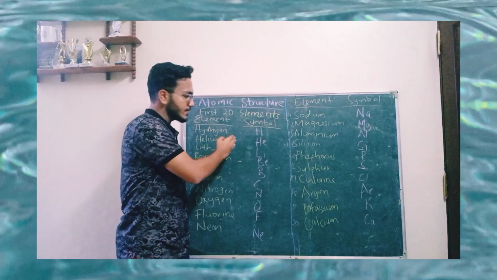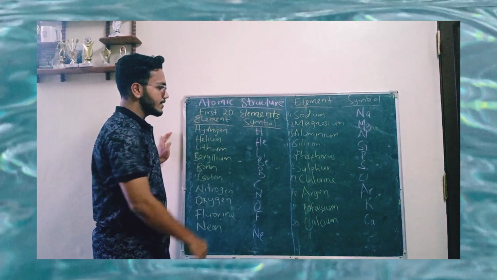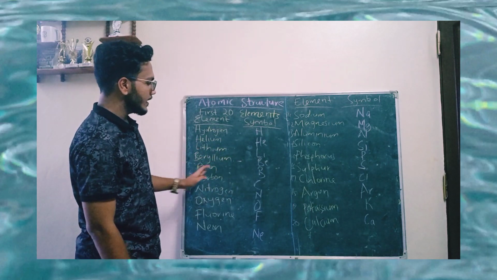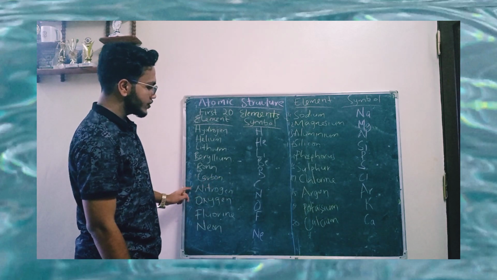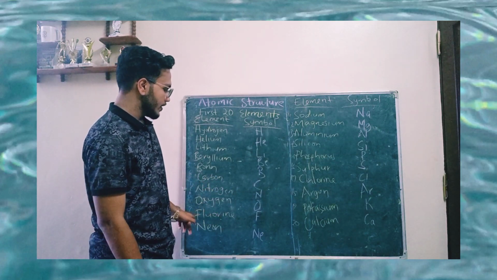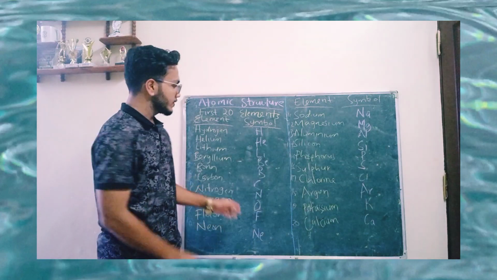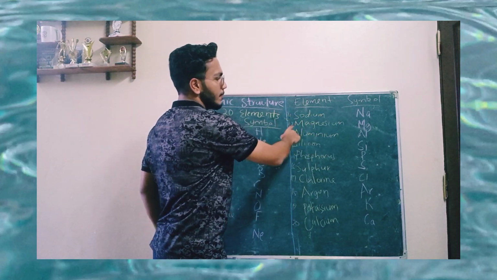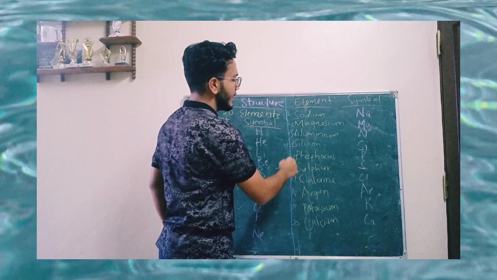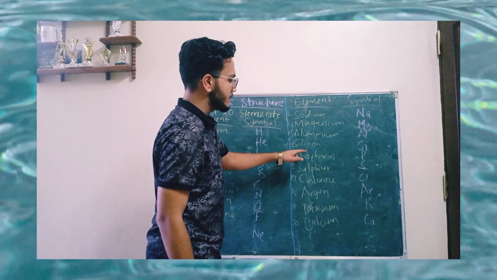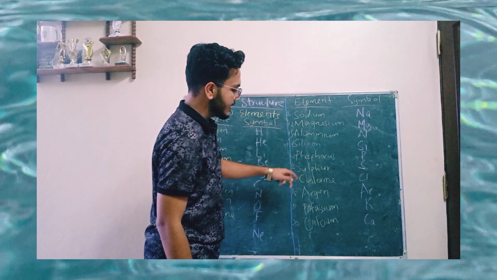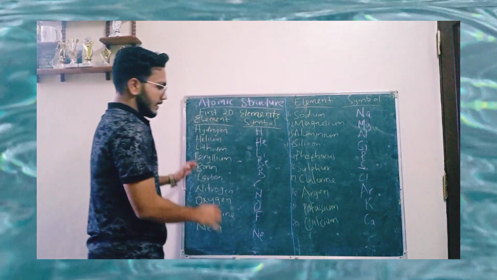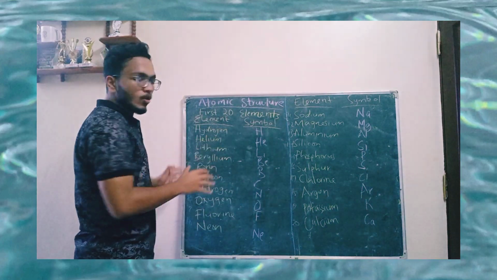Hydrogen is represented as H. We have helium as He, lithium as Li, beryllium as Be, boron as B, carbon as C, nitrogen as N, oxygen as O, fluorine as F, neon as Ne. These elements are in order of atomic number. Sodium is Na, magnesium is Mg, aluminium is Al, silicon is Si, phosphorus is P, sulfur is S, chlorine is Cl, argon is Ar, potassium is K, and calcium is Ca. These are the first 20 elements in order which you must remember.